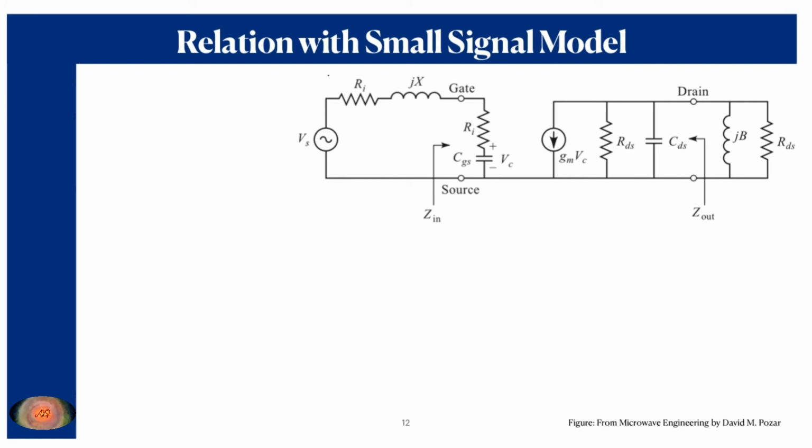Now look at this section. This is the source impedance. You can name it as ZS.